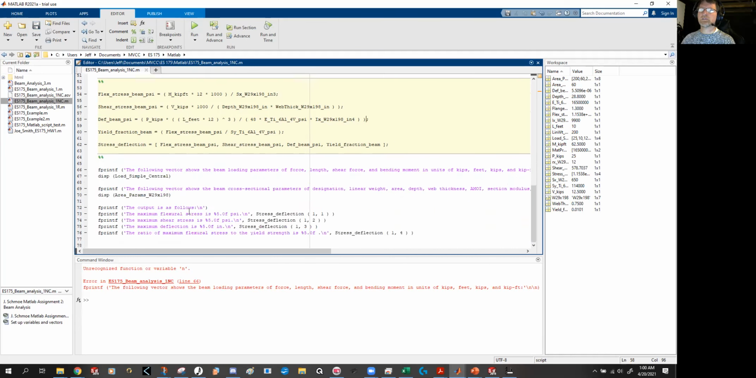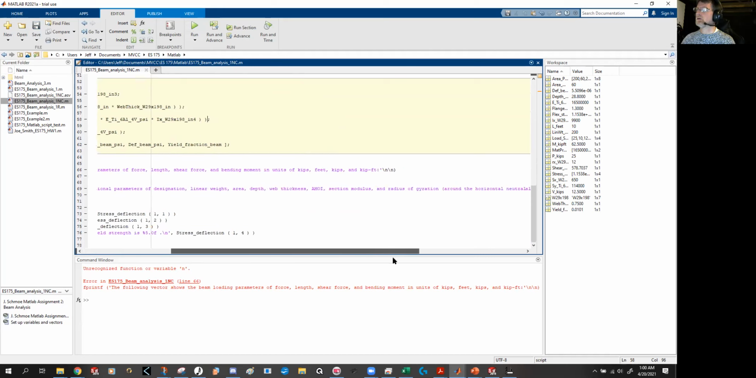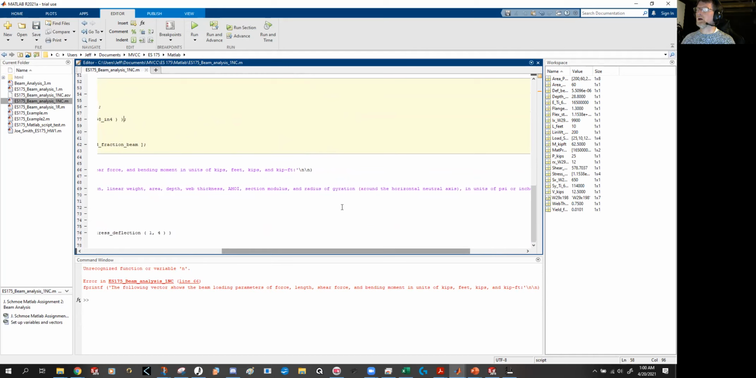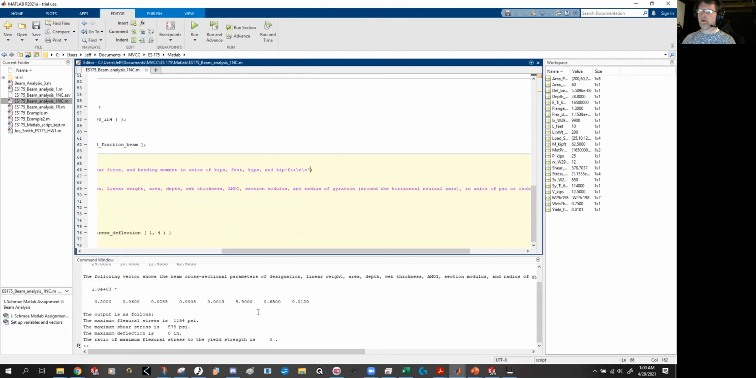Line 66. It got all the way to line 66. Oh, that's because I didn't put the slash ends inside. All right, so let's see how that goes. Hey, didn't have any errors. That's good to know.